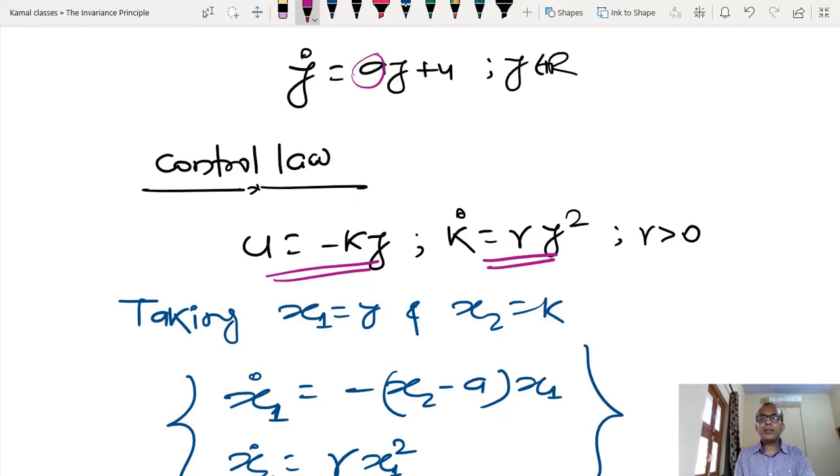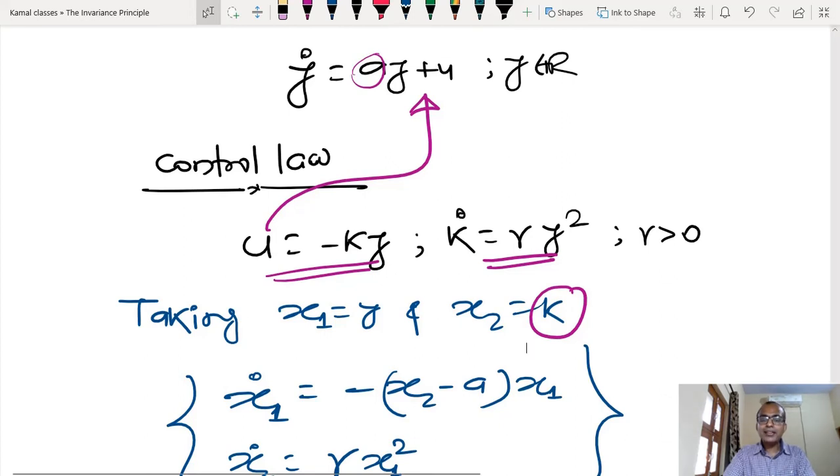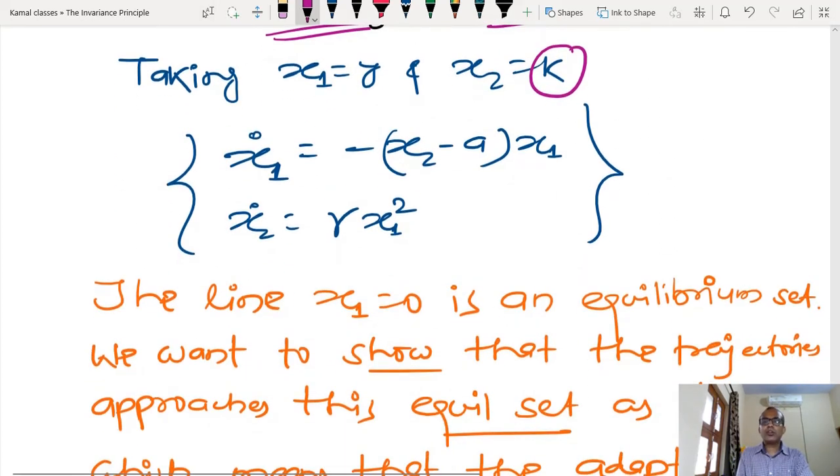Now if you substitute this kind of control here, then what happens is that I have y dot equal to ay minus ky, and k is also changing with respect to time. If you take x2 as k, meaning an extra state variable, now I am going to consider it because k is also changing with respect to time, and at that time I have a second order system. So the first order system is converted into a second order system.